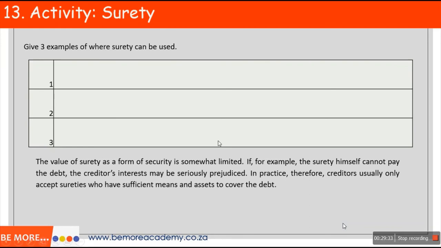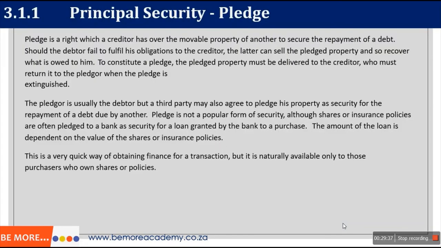Okay. Principal security: pledge. A pledge is a right which a creditor has over the movable property of another to secure the repayment of a debt. Should the debtor fail to fulfill this obligation to the creditor, the latter can sell the pledged property and so recover what is owed to them. So you give a property as security.